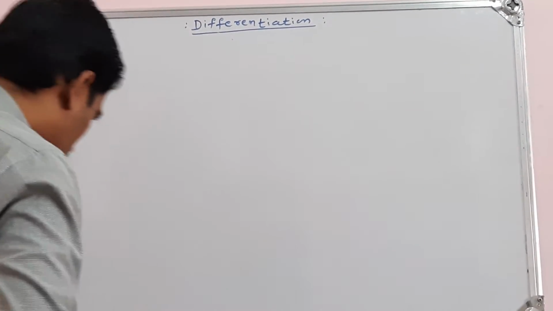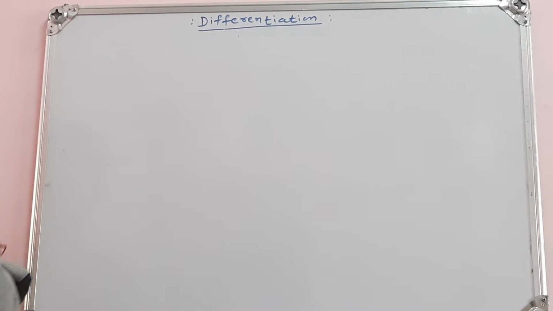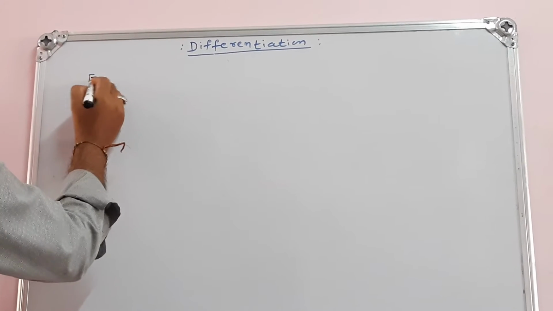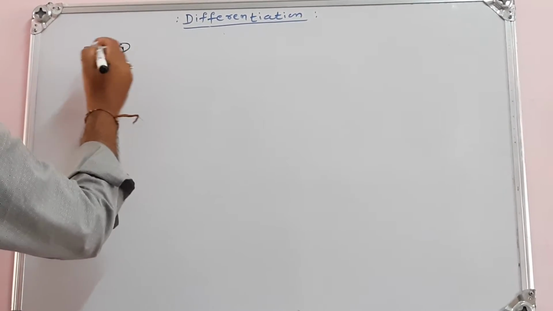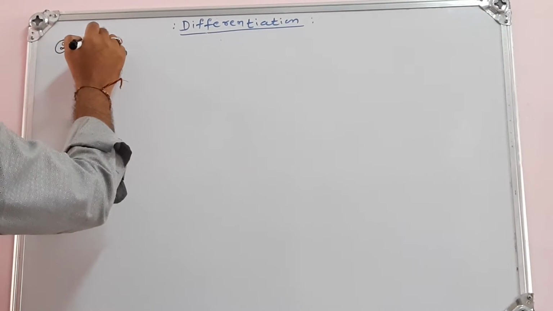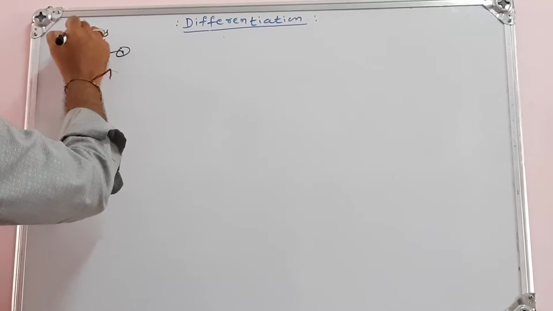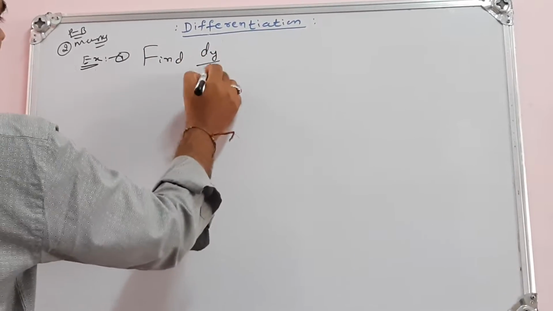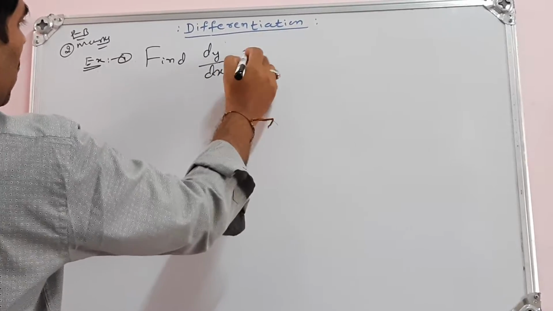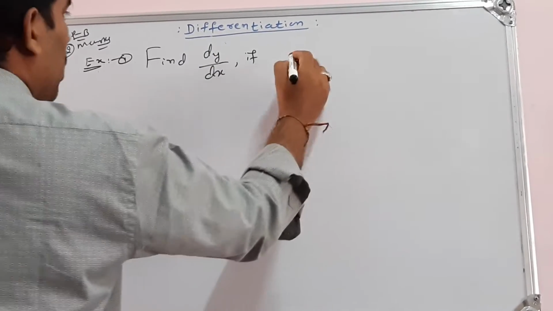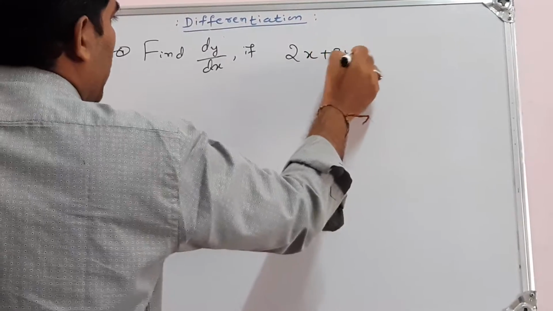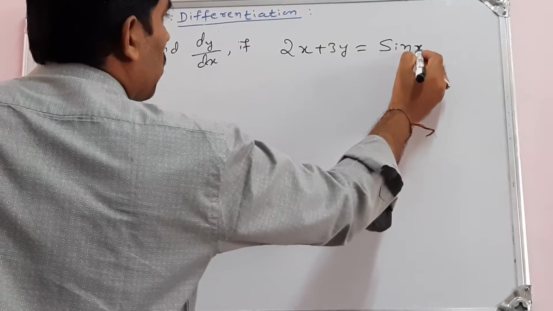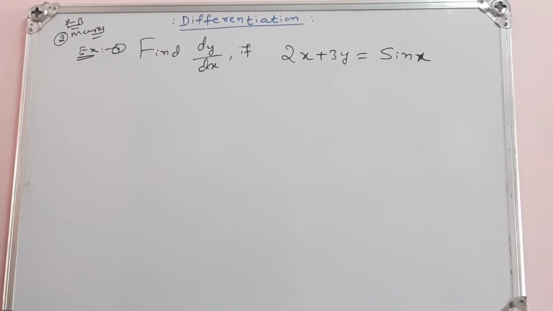Here you will get a 2 marks question in part B. This is very important. I will write one example here. The question is, find dy by dx if 2x plus 3y is equal to sin x.